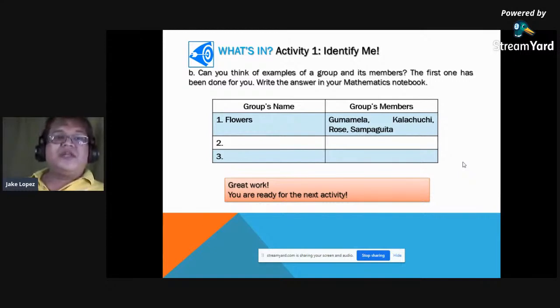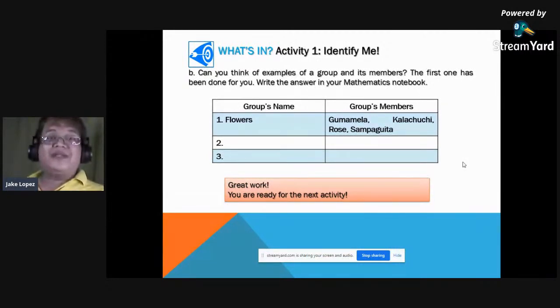So B, can you think of examples of a group and its members? The first one has been done for you. So there's an example here. Column number one is the group's name and column number two is the group members. As you can see, number one is flowers, or the group name is flower or flowers. The members are Gumamela, Kalachuchi, Rose, and Sampaguita.